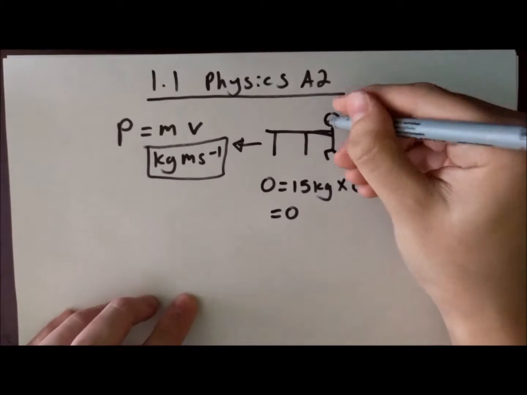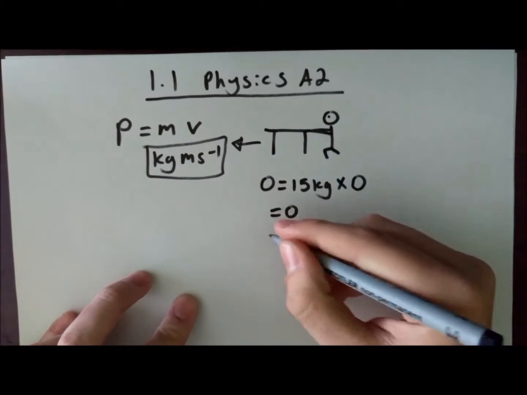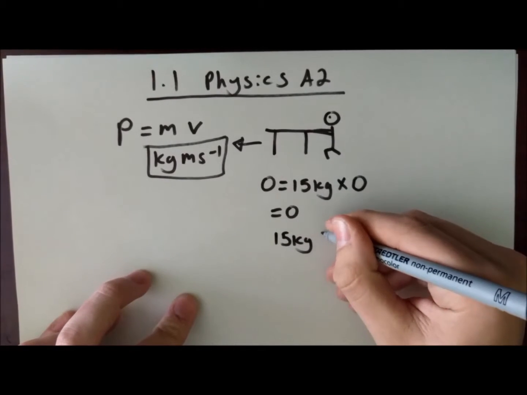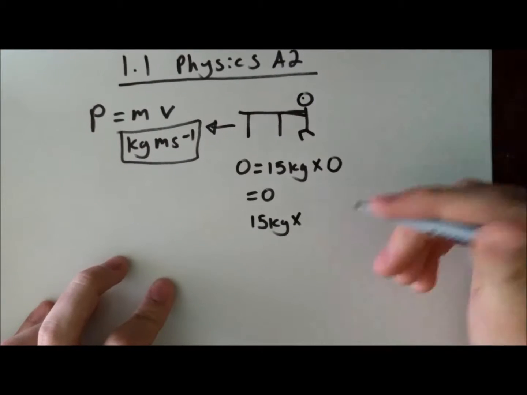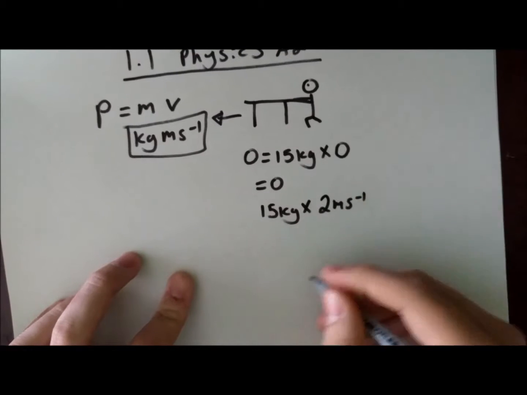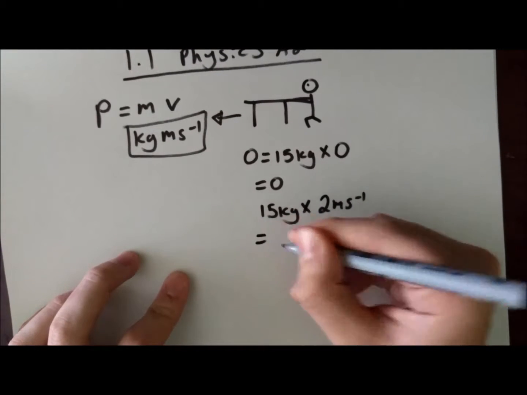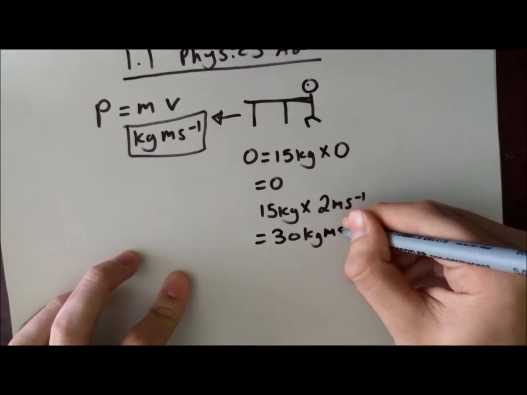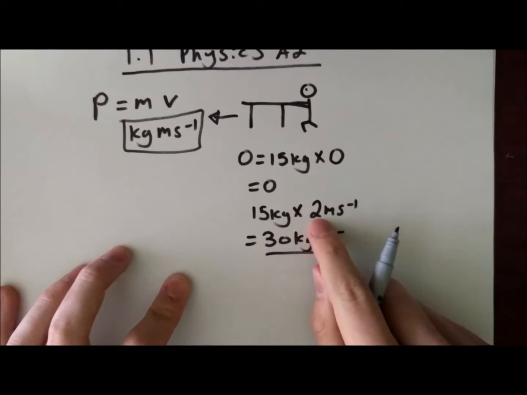But if this person here pushes with enough force to move the table, 15 kilograms will now have a velocity. So let's say he pushes it 2 meters per second. Its momentum will now equal 30 kilogram meters per second. That is the table's momentum when it is being pushed at this velocity.